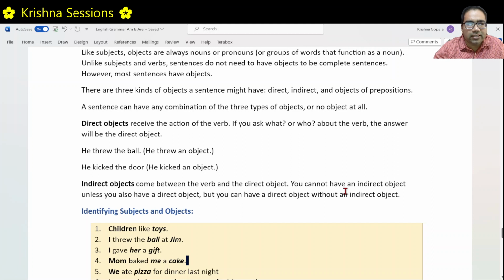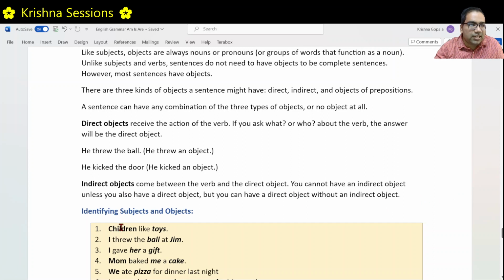See here, you cannot have an indirect object unless you also have a direct object. Mom baked me. This is not possible. Mom baked me a cake. I threw at Jim is not possible. I threw the ball at Jim. I gave her is not possible. I gave her a gift. So a direct object has to be there when an indirect object is there. But you can have a direct object without an indirect object also.